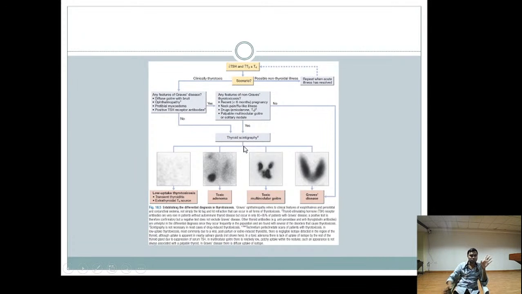In that, if there is low uptake, then it is low uptake thyrotoxicosis, that is due to transient thyroiditis or extrathyroidal T4 source. If there is localized uptake, then it is toxic adenoma, and diffuse uptake, it is Graves' disease, and this is multinodular goiter.